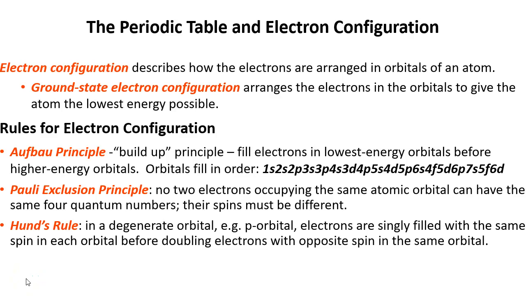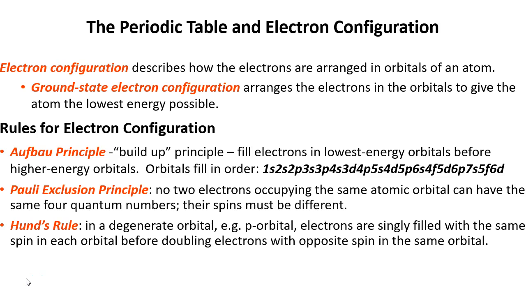Hello students! In this video we're going to discuss electron configuration. Electron configuration describes how the electrons are arranged in orbitals of the atom. And specifically we do ground state electron configuration in this course. So in ground state electron configuration we arrange the electrons in orbitals that give the atom the lowest energy possible.